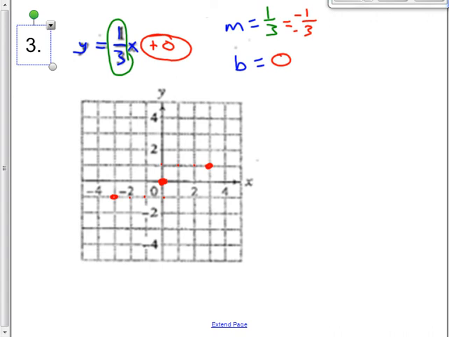I could have drawn the line with just 2 points, but it would be better if I have 3 in order to do that. So let's draw the line in there, and there you go. That's our equation for y equals 1/3 x. I had a plus 0 at the end, and I could make a couple extra points on it.